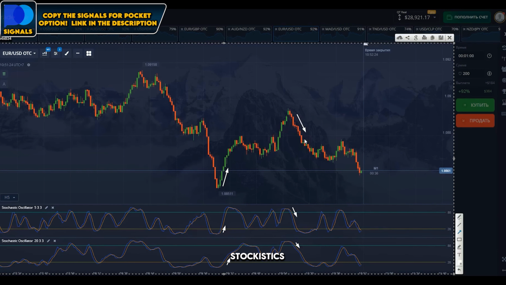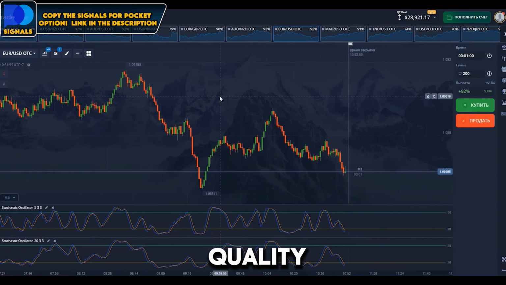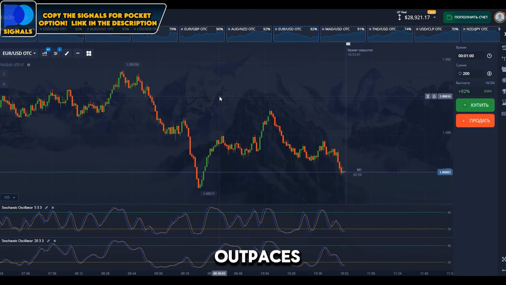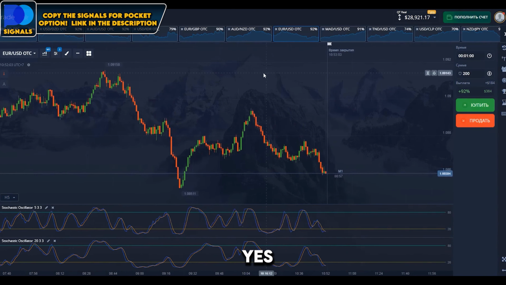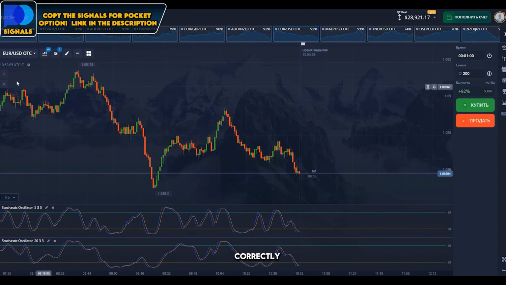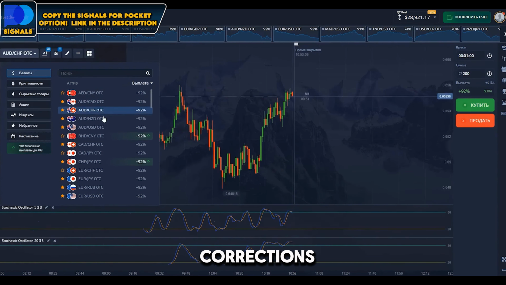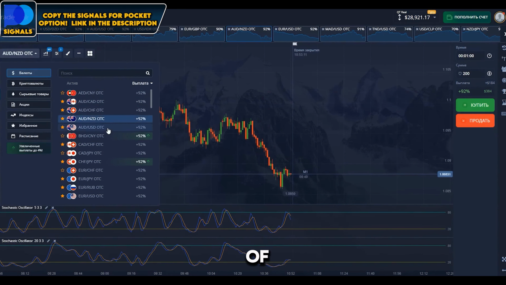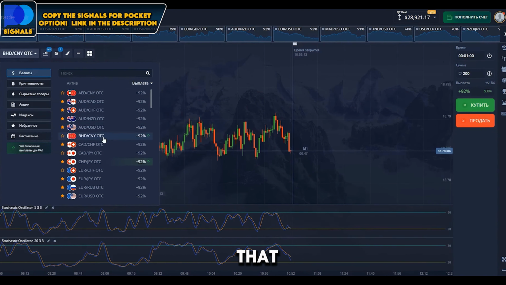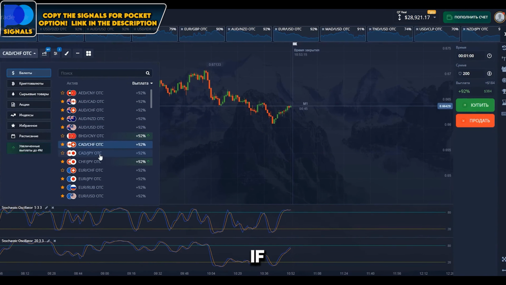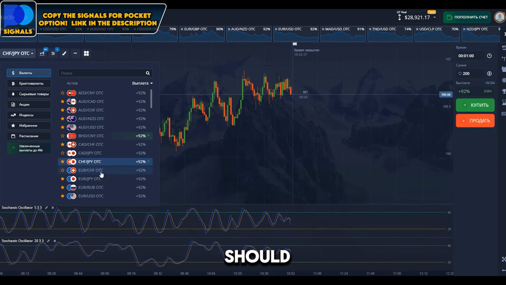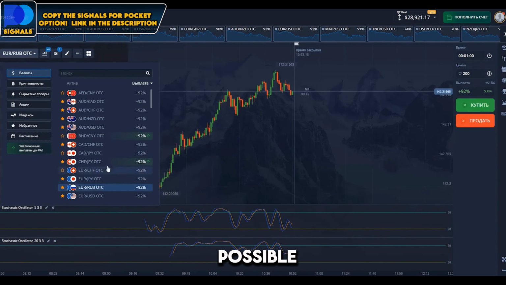The idea is for both stochastics to show the same signal. If the fast one outpaces the slow one too much, the direction might be incorrect and the market could be noisy or corrective. In fact, it is this similarity of the movement of both stochastics that influences the quality of the signals. If you want the clearest signals, then you should expect the breakouts to be as identical as possible.